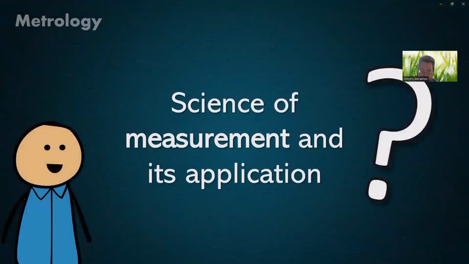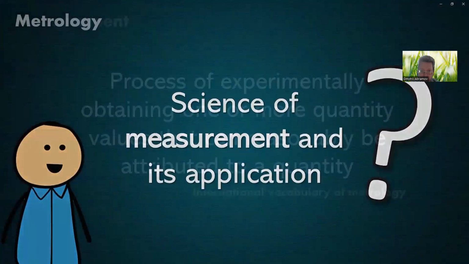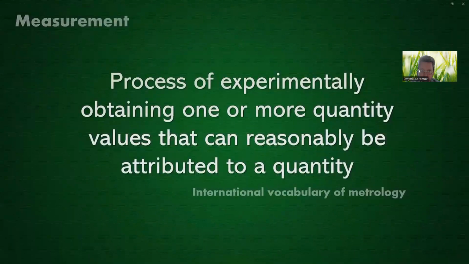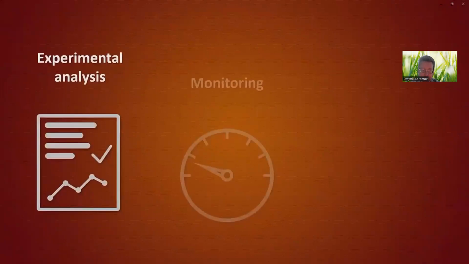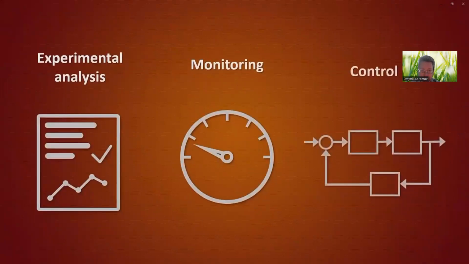According to the International Vocabulary of Metrology, measurement is the process of experimentally obtaining one or more quantity values that can reasonably be attributed to a quantity. This process is performed by comparing the physical magnitude of the object or phenomenon with a reference unit by using a measuring instrument or a measuring system. The measurements can be used to perform data analysis, monitor a process, or even control it by providing feedback.